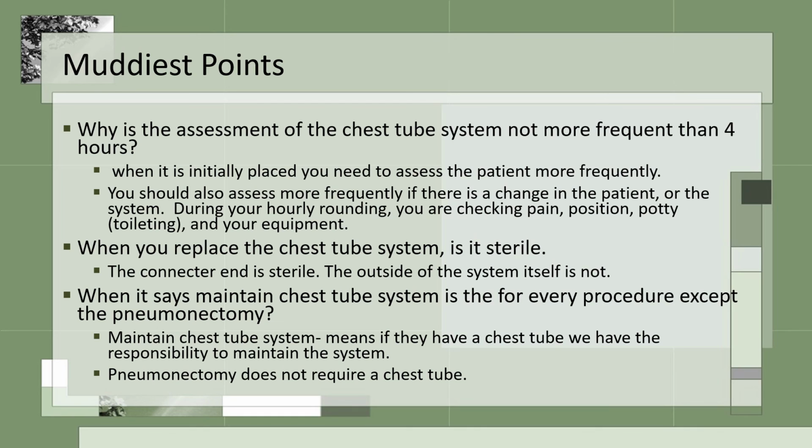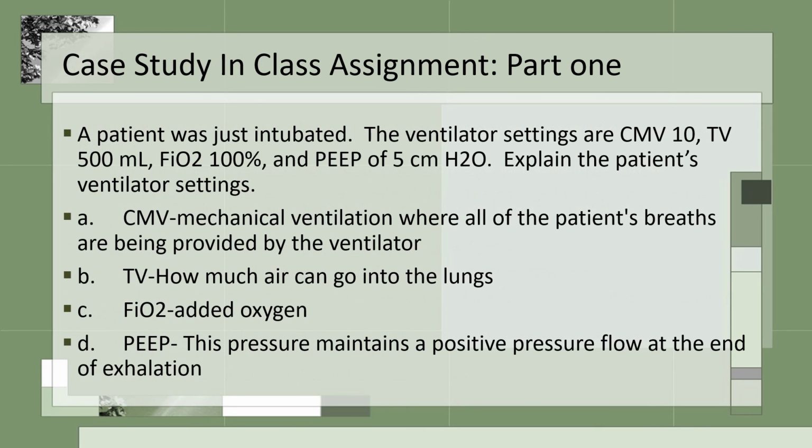When it says maintain chest tube system for every procedure, does that mean except pneumonectomy? On page 11, it does say maintain chest tube system. That means if we have a chest tube, we have the responsibility to maintain the system. That's all that meant in your notes. And of course, the pneumonectomy does not require a chest tube because it's all the way sutured off from the main airway.